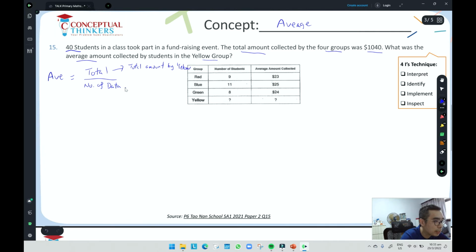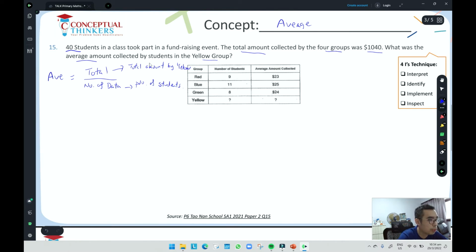Then for the data here, we need to know the number of students in the yellow group. Okay, so those will be the key things that we are looking at when we solve this question. Now since we know the total amount by all the 4 groups is $1,040, we can calculate the amount collected by yellow by taking 1,040 minus the total amount collected by red, blue, and green. So that will be one of the things that I will be finding later.